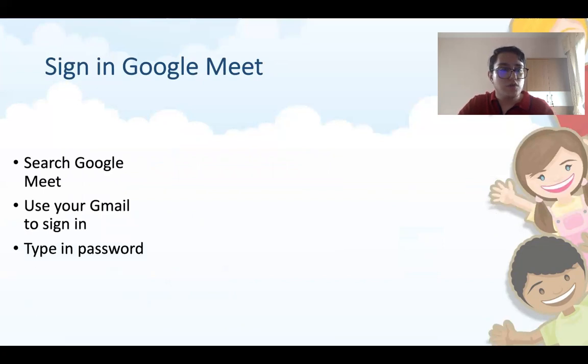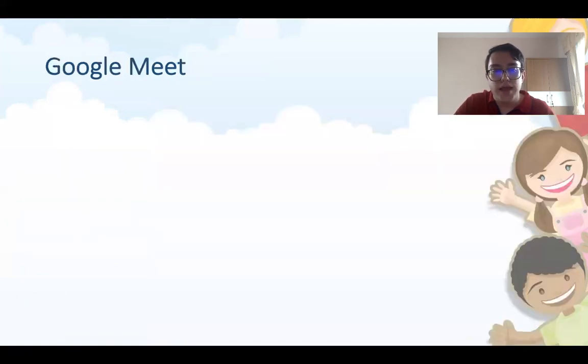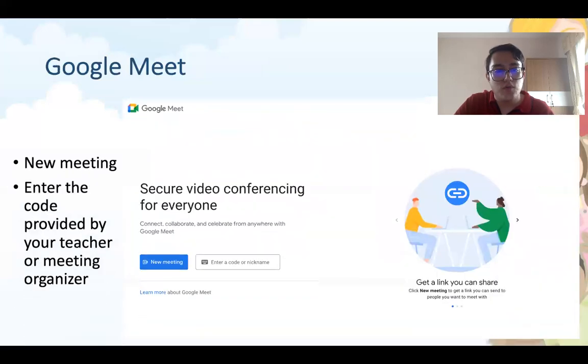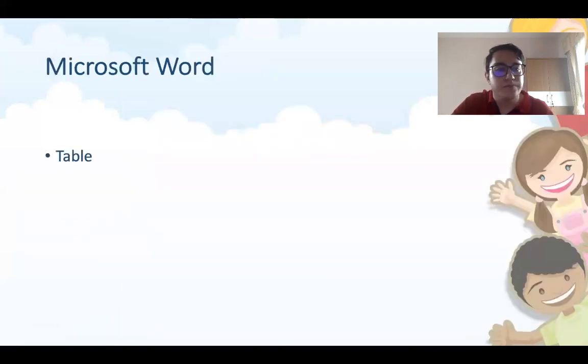So search on Google. You can search Meet or Google Meet. You can use your email to sign in and type in the password. Once you've done that, you can start a new meeting. So here you can choose to enter a code that's provided by your teacher or meeting organizer, or click the new meeting to start your own video call.